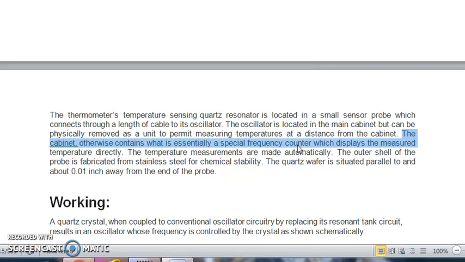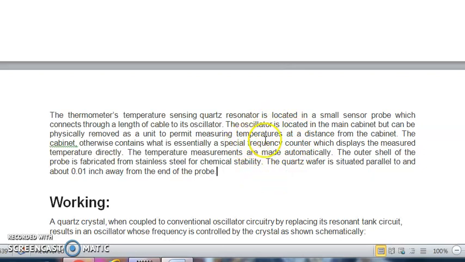What is a frequency counter? It is a digital circuit which counts the number of vibrations per second. Got my point? Actually, quartz crystal is a naturally available crystal.